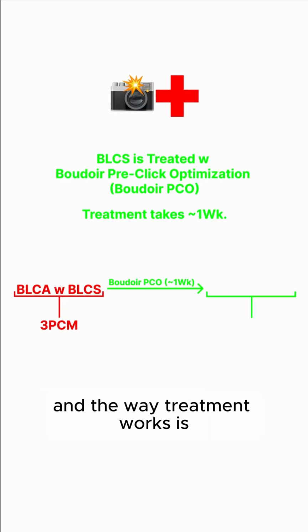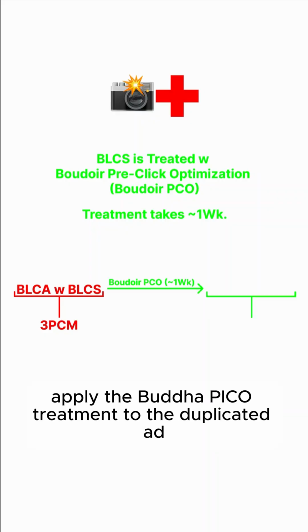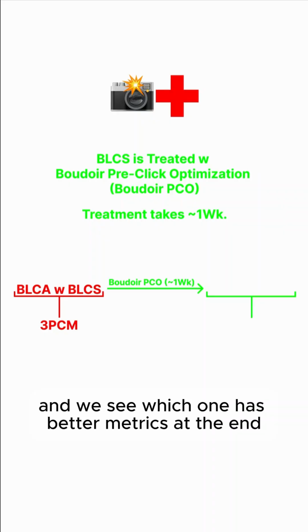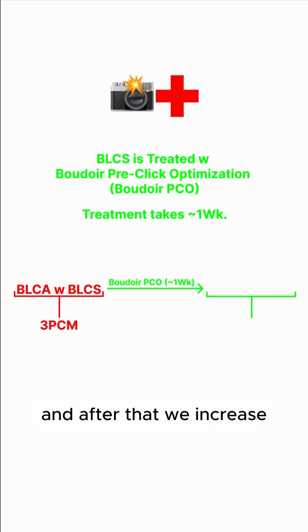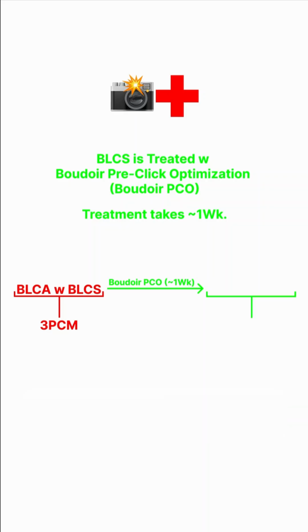And the way treatment works is we duplicate the original ad and leave the original ad as it is. We apply the Boudoir Pico treatment to the duplicated ad, leaving the original untouched. And we run them both in parallel and we see which one has better metrics at the end. On average, it takes about a week. And after that, we keep whichever one has the best metrics running.